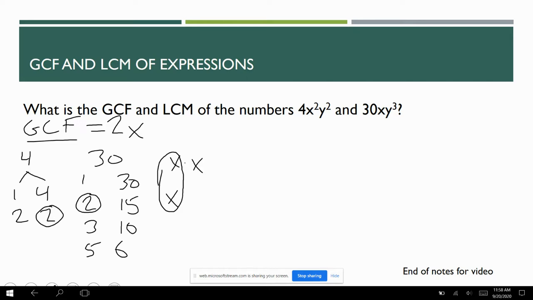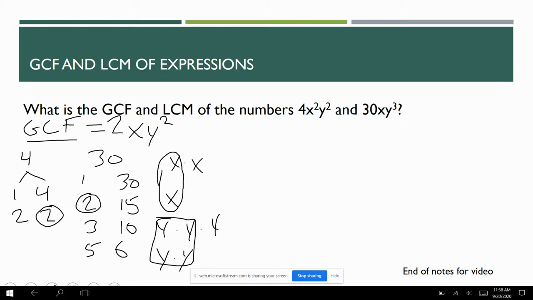And then the same thing with the y's. The greatest common factor, well, y squared is y times y, well, y cubed is y times y times y. Well, what's that greatest number of y's they share in common? They both have two y's in common. Okay, so that is why we have one x and two y's, because the greatest number of x's they share in common is 1. The greatest number of y's they share in common is 2.